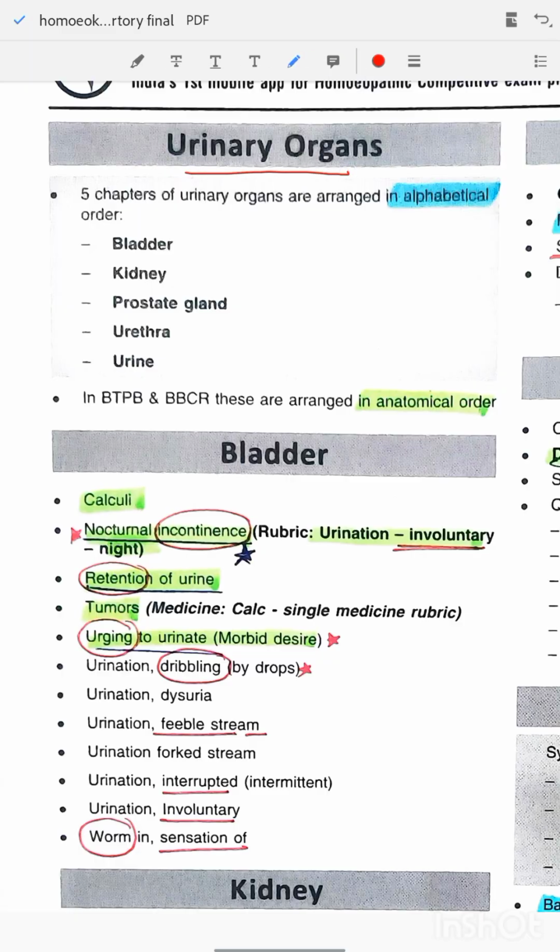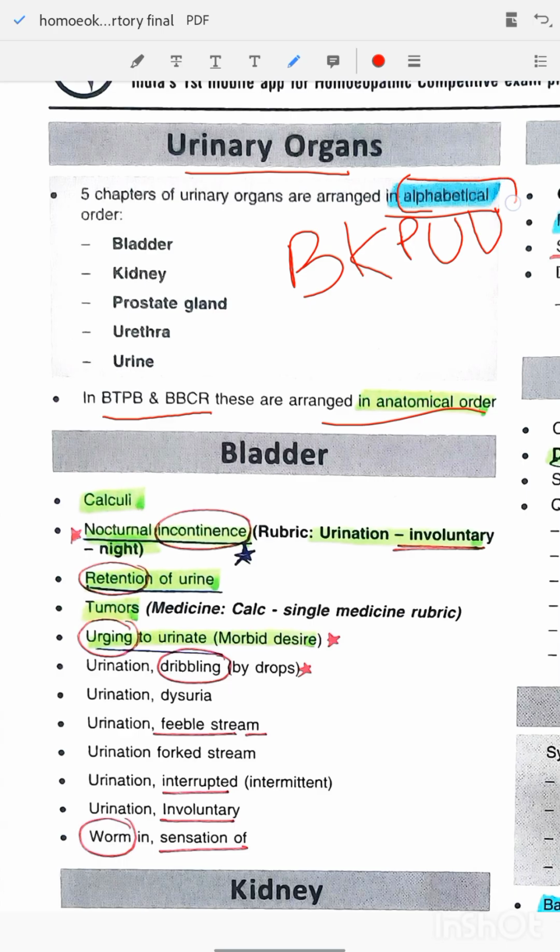Then we have urinary organ. In urinary organ, we have chapter rubrics related to bladder, kidney, prostate, urethra, urine. In BTPB and BBCR, they are arranged anatomically, but in this CAT repertory it is arranged alphabetically, so it is important. In bladder, you will have rubrics like calculi, nocturnal incontinence, retention of urine, tumor, urging to urinate, urination dribbling, urination dysuria, urination feeble stream, urination forked stream, urination interrupted, urination involuntary, worm sensation as if.